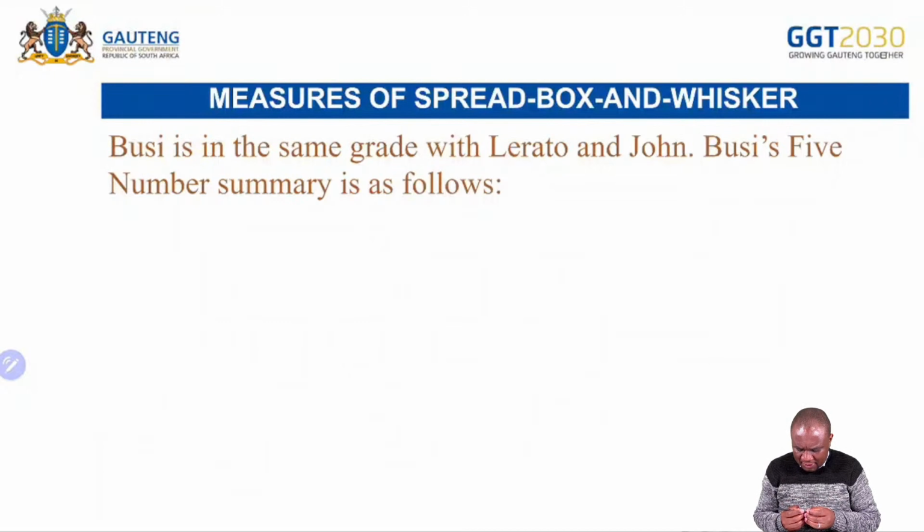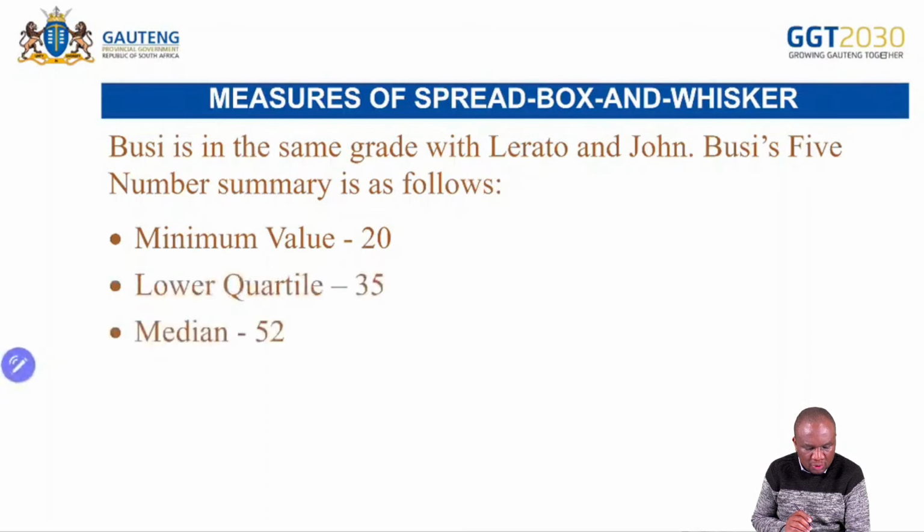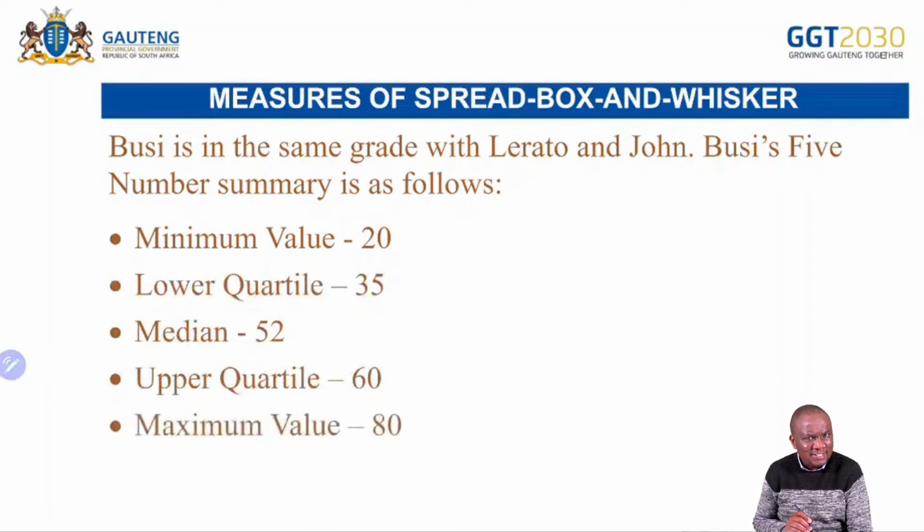Right, the 5-number summary for Busi is like this. We have the minimum value, which is 20. We have the lower quartile, which is 35. We have the median, which is 52. We have the upper quartile, which is 60. And then we have the maximum value, which is 80.